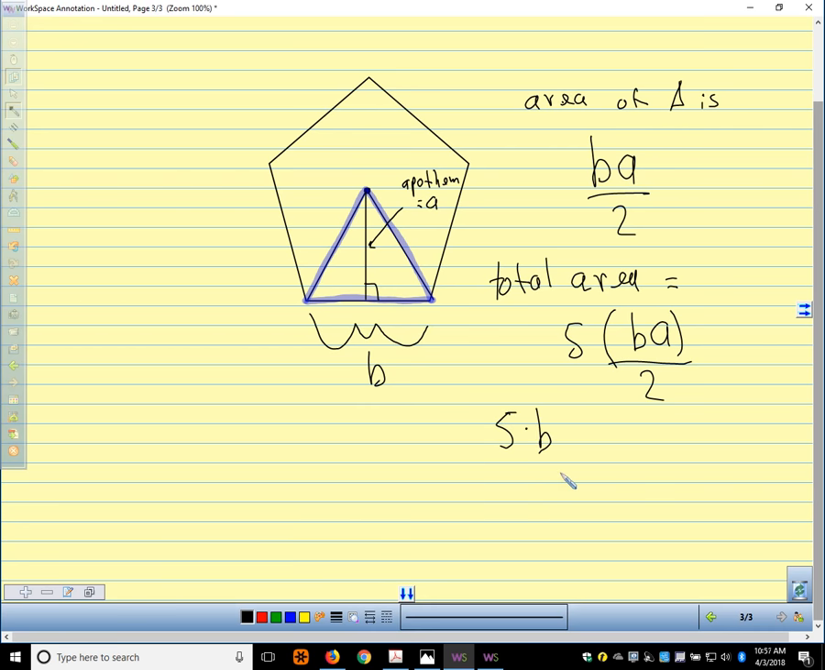Well, what is 5B for this polygon? What are 5 of these sides? If I added up this, and this, that's 5B, and that gives me what part of the polygon? The perimeter. 5 times B is the perimeter.